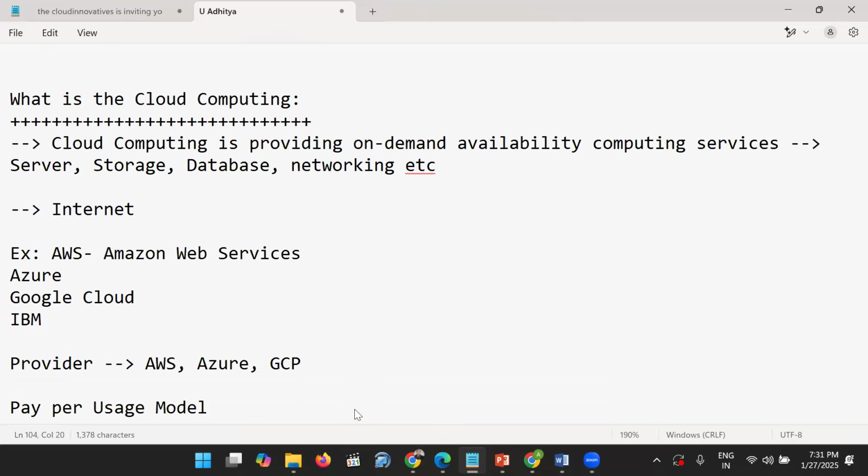If we are physically purchasing 5 TB of storage and you are not utilizing that 5 TB, you still need to pay for that investment. You purchase a physical server, and you may or may not use it. You are investing money physically in on-premises or traditional computing. Whereas in cloud computing, whatever service, storage, or database you are using, you pay the service provider only for that usage. That is the main advantage of cloud computing.